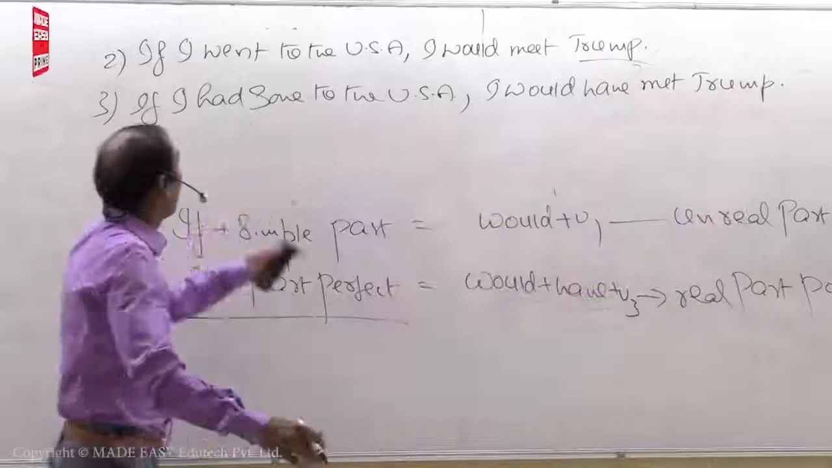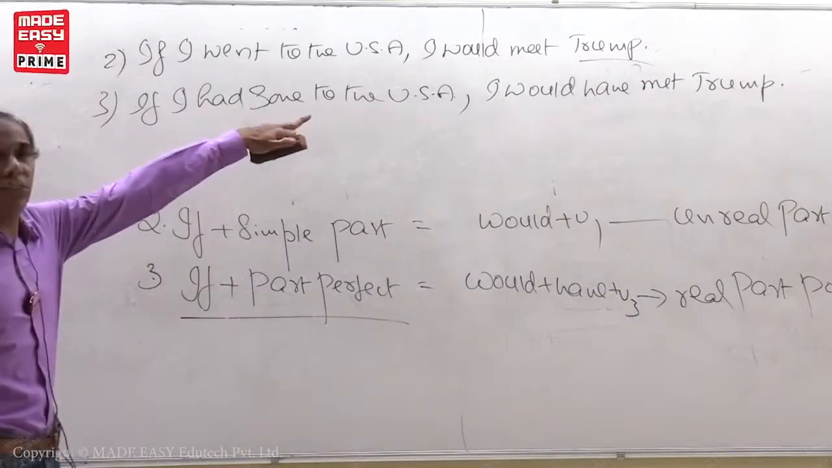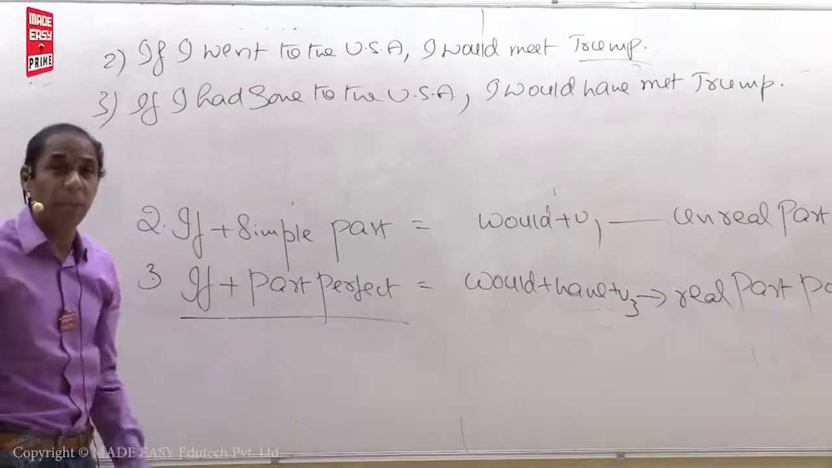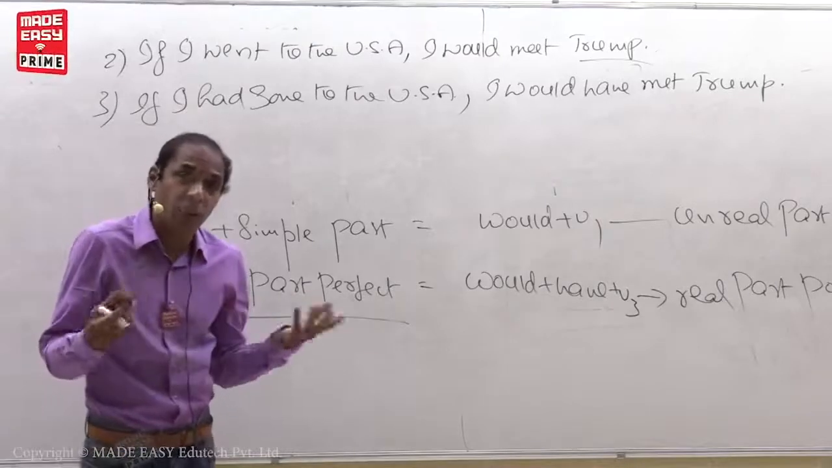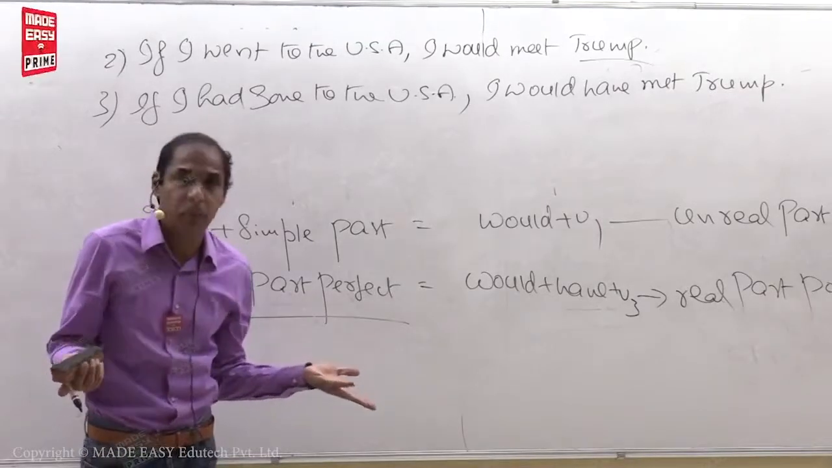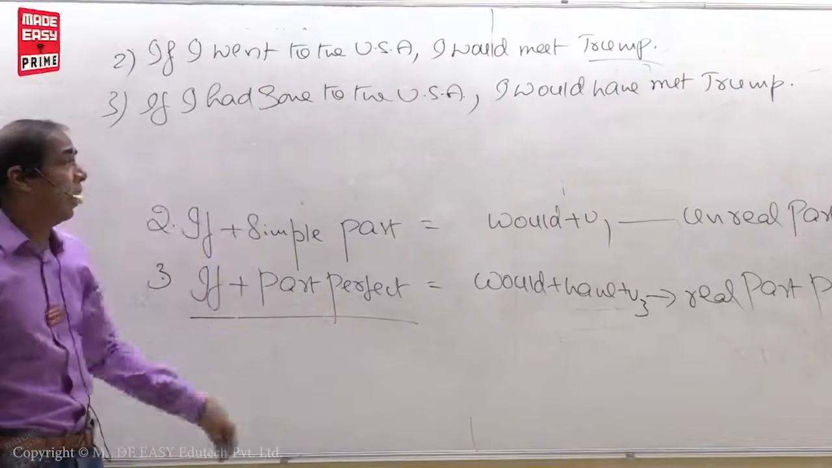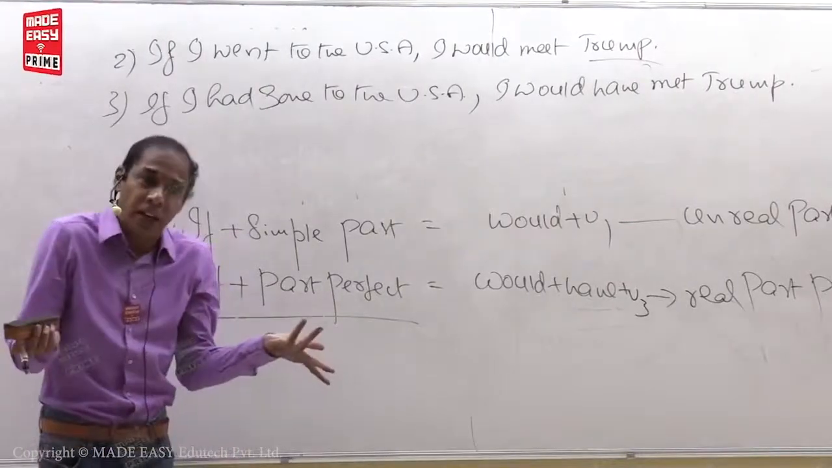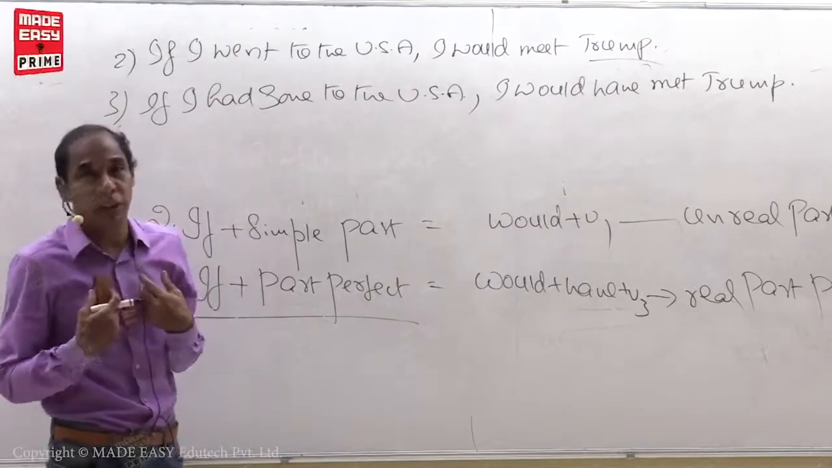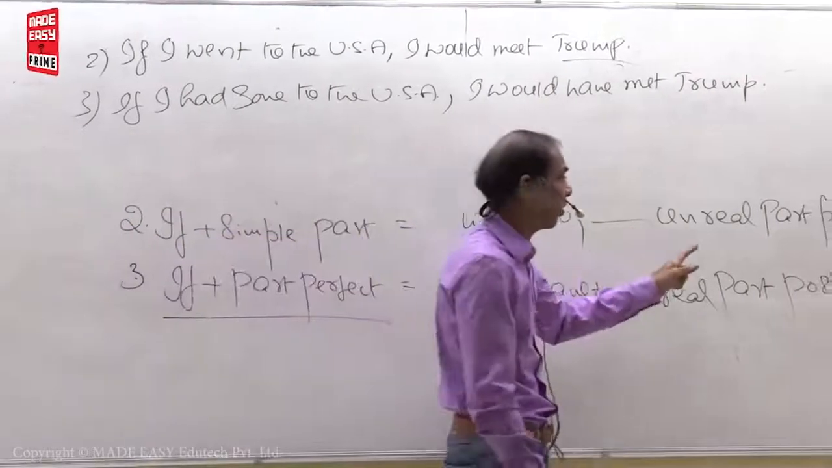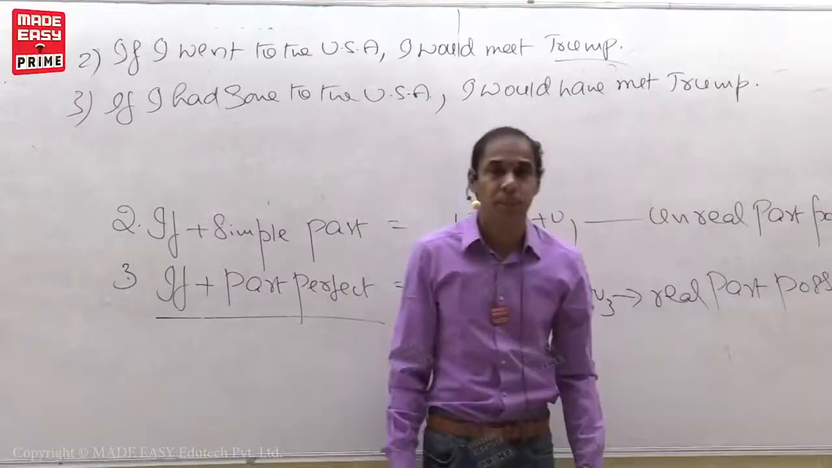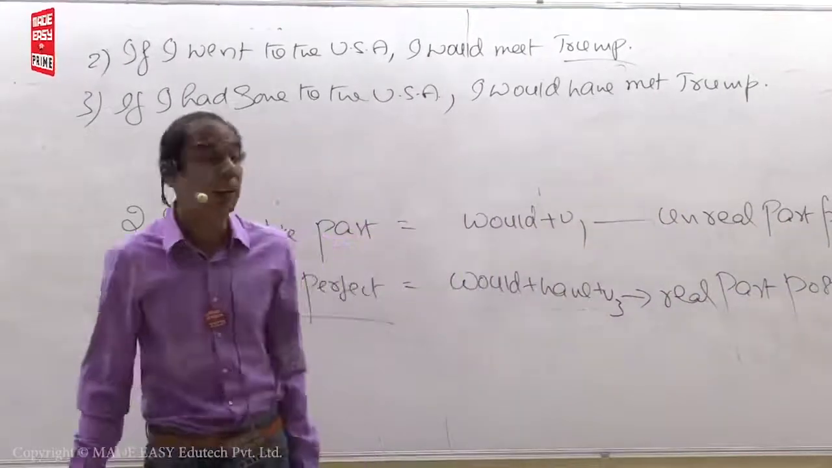Very easy. See? Second formula: If I went to the USA, I would meet Trump. It means I did not go to the USA, so I did not meet Trump. Past possibility. Third formula: If I had gone to the USA, I would have met Trump. It means I did not go to the USA, so I did not meet Trump. Both formulae give the expression of past possibility. But what is the difference?